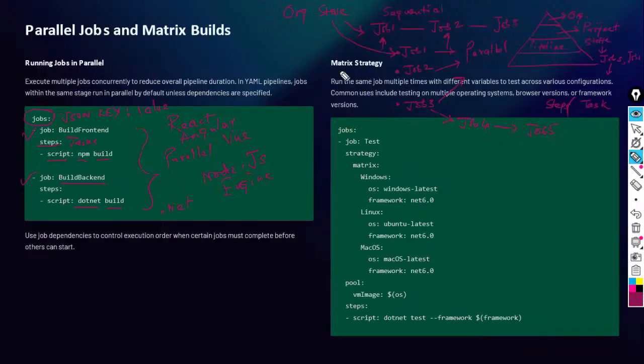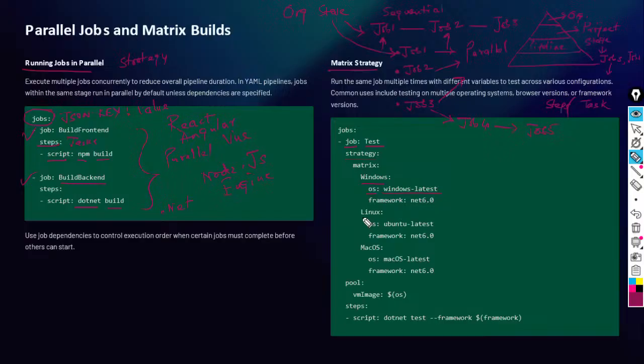And this is a matrix strategy. So it depends on your strategy. This is the parallel job strategy. You say, here I have a job by the name test, but I have a strategy within the job. And can you see that they are working on the same level? So this job has a strategy called matrix. So the matrix is like, what is your operating system? If it is Windows, then the OS being used is Windows latest. And the framework is whatever the framework.